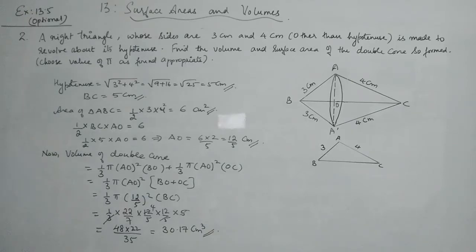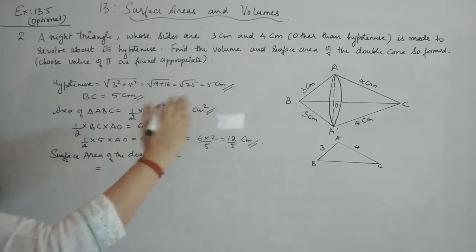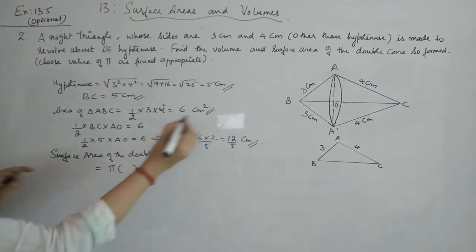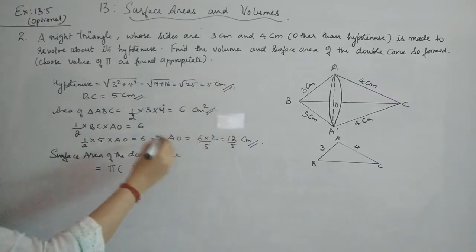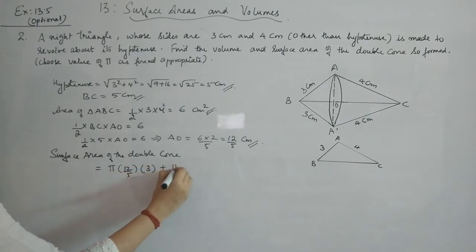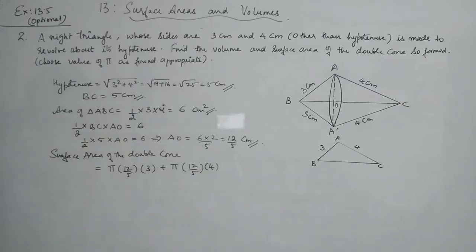Now we have to find out the surface area. The surface area of the double cone will be the curved surface area of one cone plus the curved surface area of the other cone. You will get pi RL plus pi RL, but the L will be different, R is the same. For the first cone, R is AO, which is 12 by 5, into L is 3, plus again pi R is the same, L is different, which is 4.